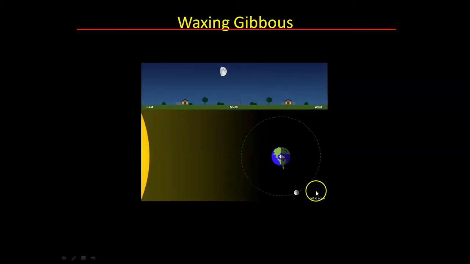And then we go ahead another approximately 3.5 days. And now in this case, because of the position of the moon, the sun rays come, illuminate half the moon in its position, and allow us to see 3/4. So we call this our waxing gibbous.